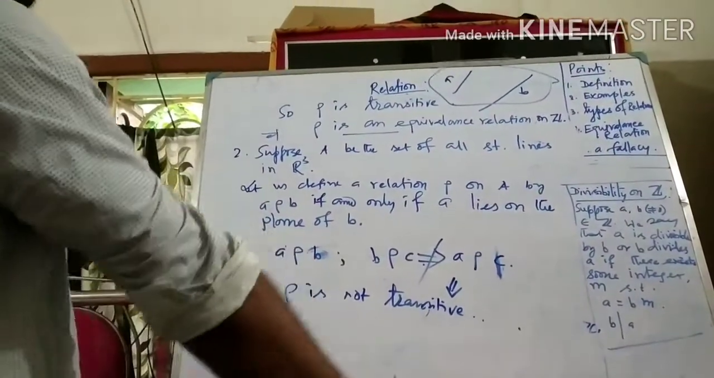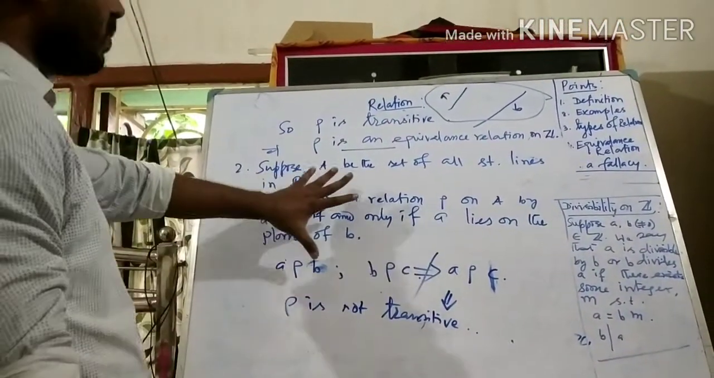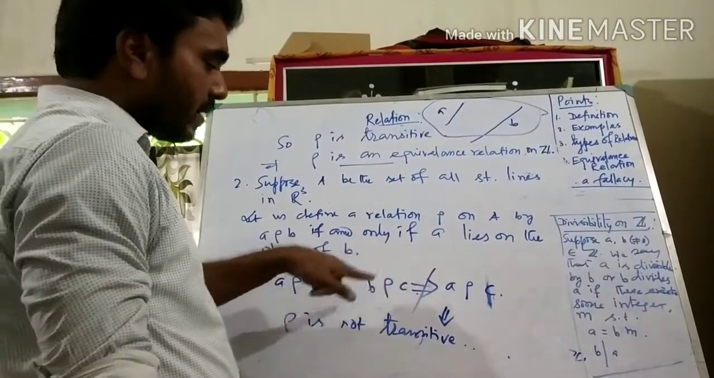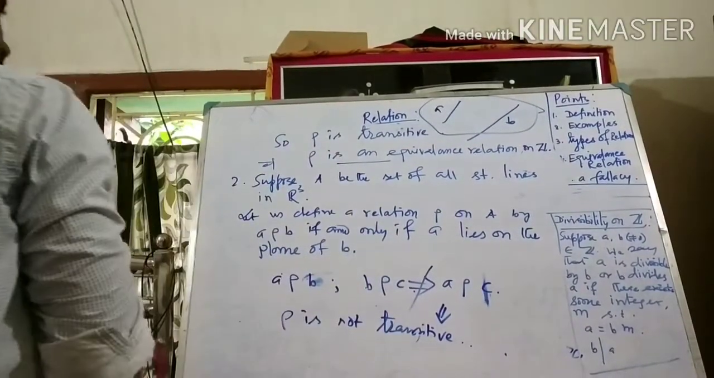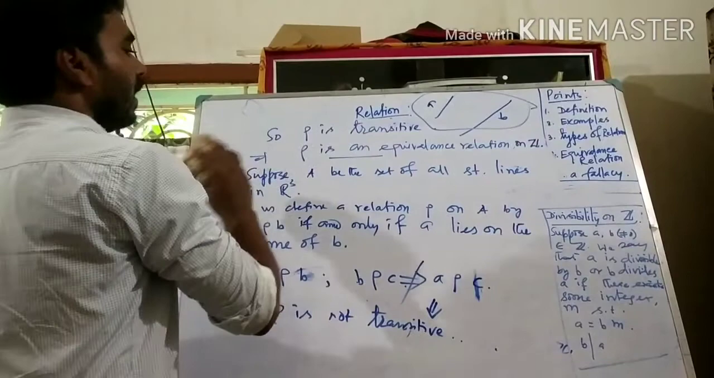Rho is not transitive. So this is an example where rho is reflexive, symmetric but not transitive. Let us take another example.